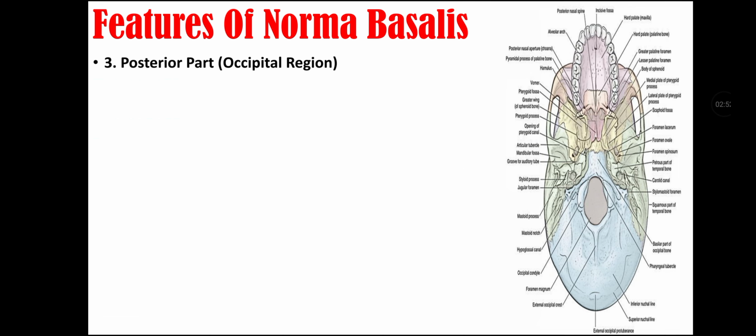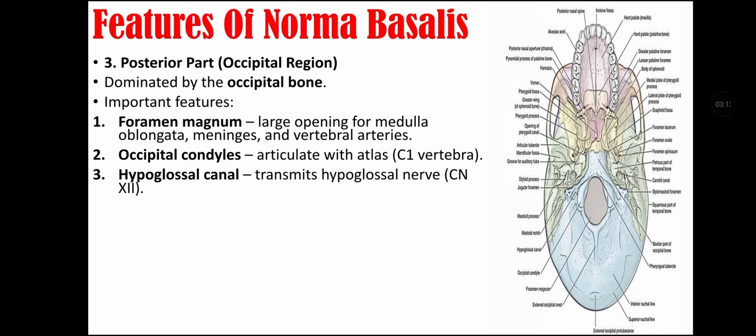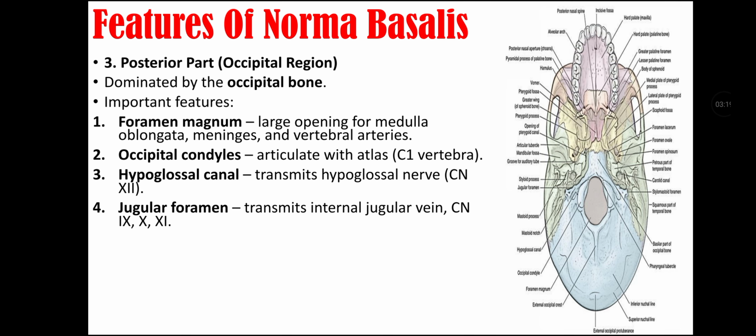Now let's talk about posterior part, that is also called as occipital region. This part is dominated by the occipital bone, and important features here include foramen magnum, that is large opening for medulla oblongata, meninges and vertebral arteries. Occipital condyles that articulate with atlas, that is C1 vertebra. Hypoglossal canal that transmits hypoglossal nerve, that is 12th cranial nerve. Jugular foramen that transmits internal jugular vein and cranial nerves number 9, 10 and 11.